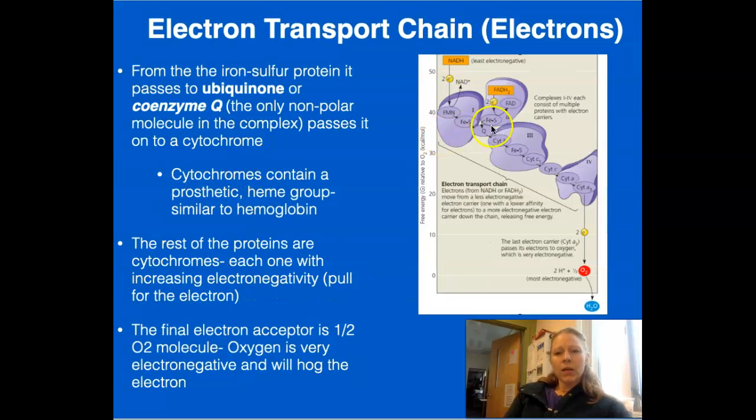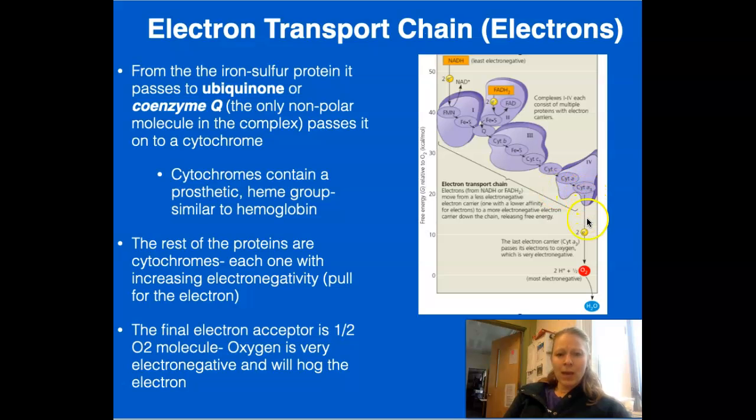And so here, the second protein complex has a part of it called ubiquinone or coenzyme Q, and then it's going to pass on to the cytochromes. Protein complexes 3 and 4 are filled with just cytochromes. Cytochromes are proteins that have a heme group or a prosthetic group, like your hemoglobin.